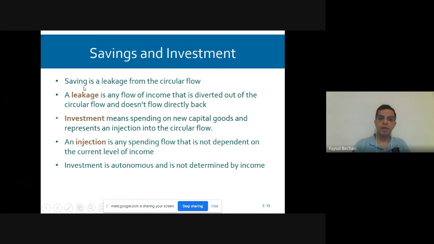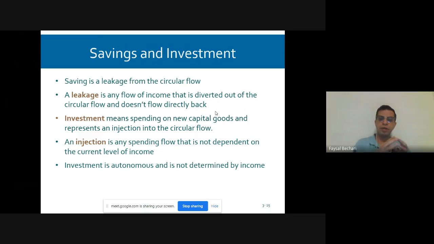Now, in saving and investment, saving is looked at as a leakage from the circulation of consumption and spending. A leakage is any flow of income that is diverted out of the circular flow and doesn't flow directly back into it. So when this circulation is happening and saving comes in, if you just assume you save it as cash under your pillow, that's a leakage.